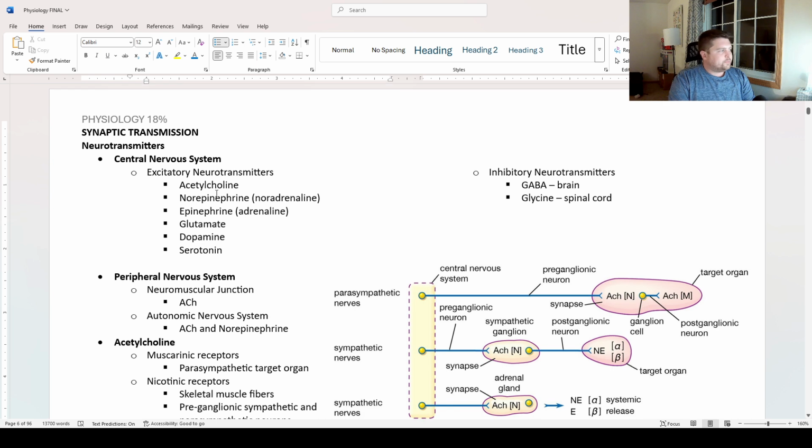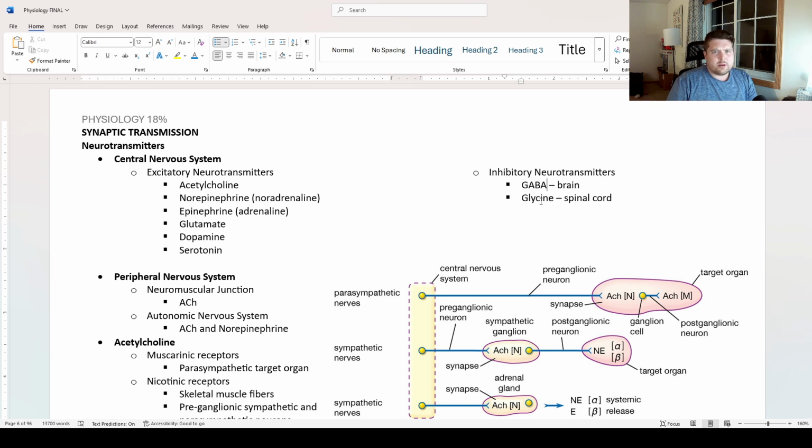But in general, acetylcholine, norepinephrine, epinephrine, glutamate, dopamine, and serotonin are all primarily our excitatory neurotransmitters. So all of these are going to have an excitatory effect and pass another message along. They're going to excite the next neuron, the next nerve, the next cell to pass the message along. Compared to GABA and glycine, which are our inhibitory neurotransmitters. These are the ones where if they're being released, they're actually going to stop and prevent signals from going through.